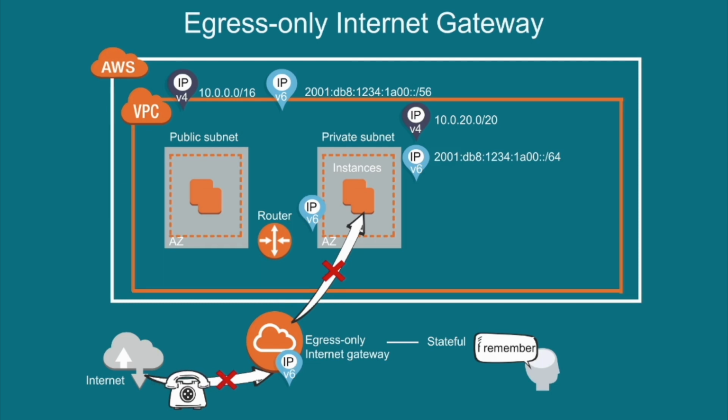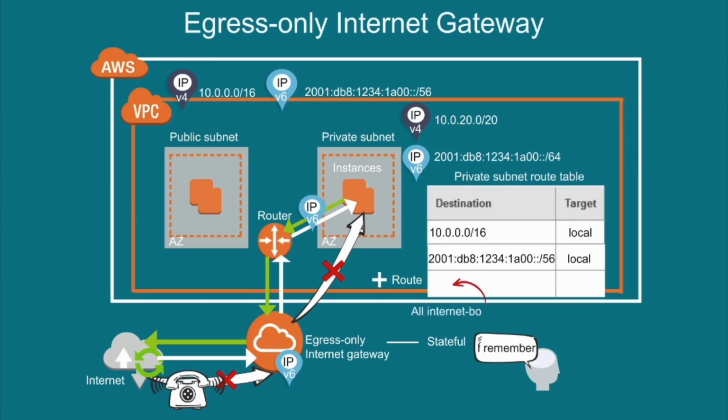It forwards traffic from the instances in the private subnet to the Internet and then sends the response back to the instances. To route traffic from instances in your private subnet to the Internet, you would need to add a route in the route table and point all Internet-bound IPv6 traffic to an egress-only Internet gateway.